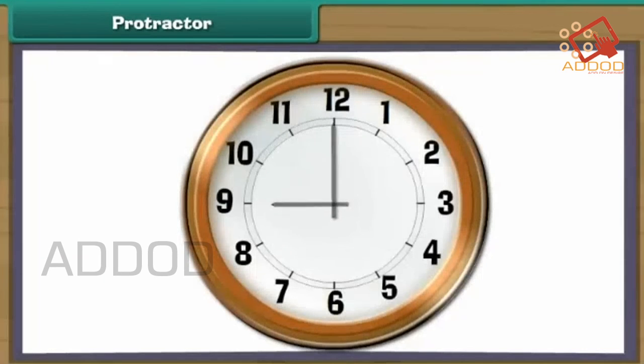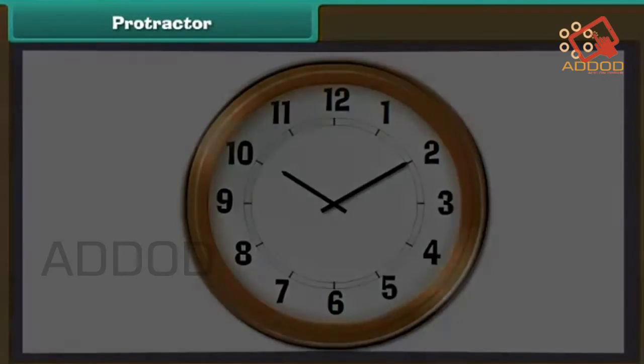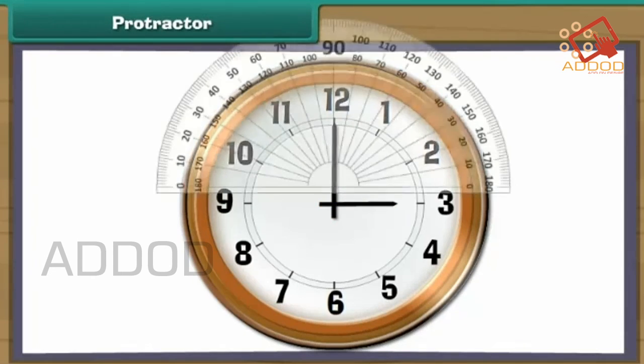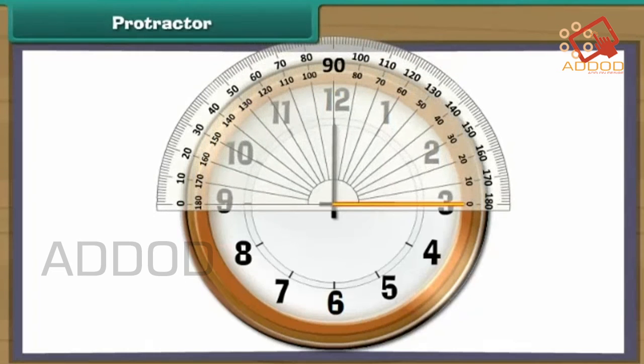Let us measure the angles made by the hands of a clock with the help of a protractor. This clock shows the time as 3. The long hand of the clock is on 12 and the short hand is on 3. Place the protractor on the short hand of the clock.